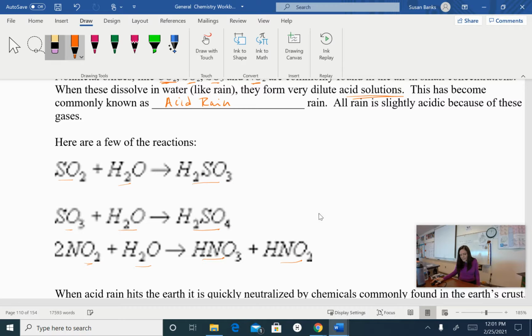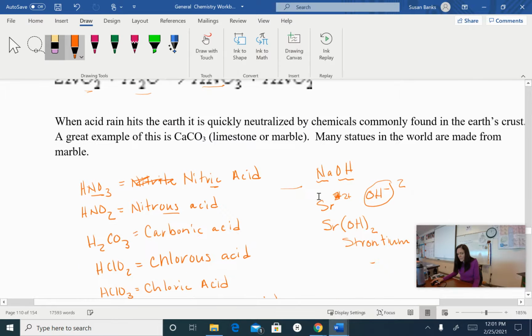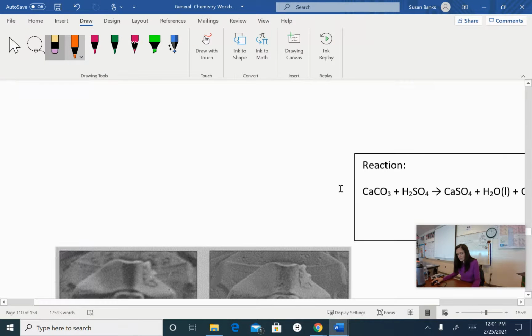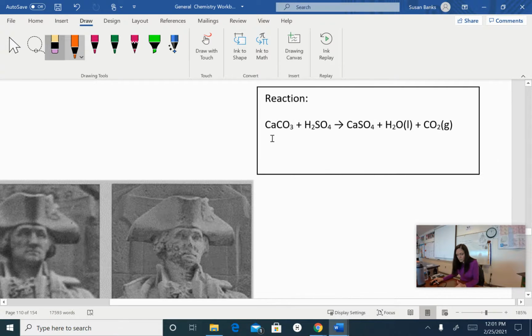When acid rain hits the earth, it is sometimes quickly neutralized by chemicals commonly found in the Earth's crust, like limestone. A great example of this is limestone or marble. Many statues in the world are made from limestone or marble, and a lot of our buildings are as well. So let's look at what happens when this hits the limestone or marble statue. Here's the formula for limestone. It's calcium carbonate, and if I have sulfuric acid reacting with that as the rain falls, I will make calcium sulfate, water, and carbon dioxide gas. So I get a lot of reactions off of this.